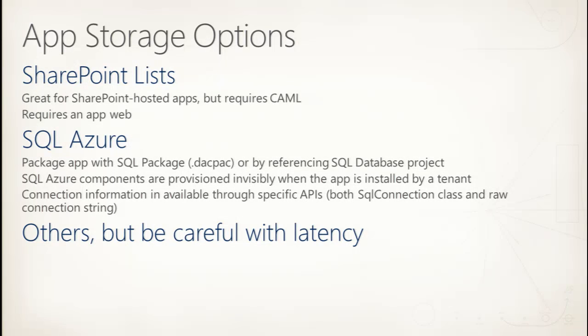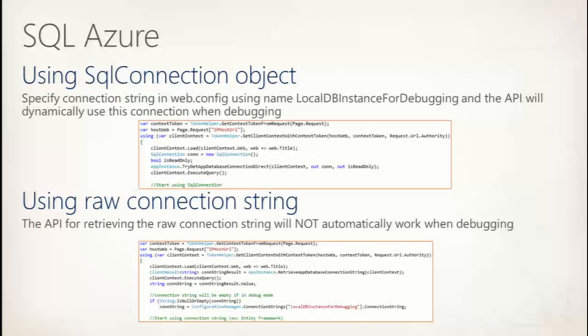My next option is SQL Azure, and to me, this is really the cool part of this. Inside of my solution, I can develop a database project, and just by referencing that project or just a DAC pack file, I can automatically provision the database. And then from my code, I can reference that in a couple of different ways. I can either get a full-fledged SQL connection object, or I can get the raw connection string to leverage that. I'm not going to go into this in too much detail, but this shows the two different ways of leveraging that. So if you download the slides, you can see my two ways.